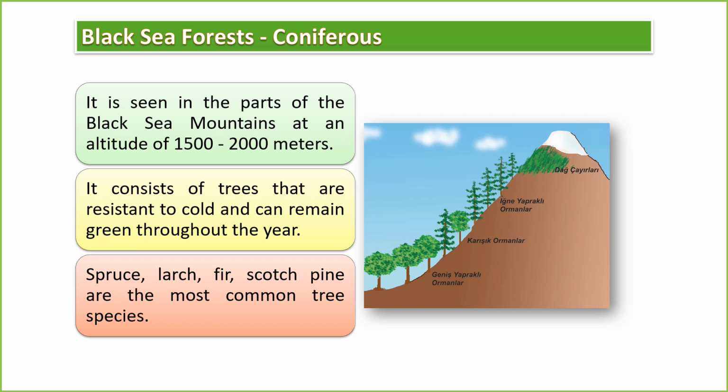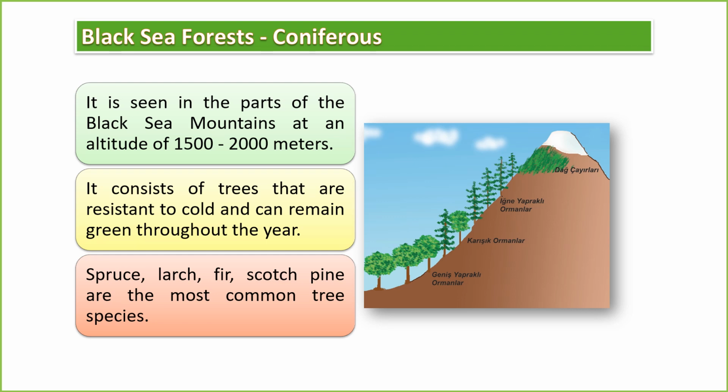1. Altitude and location. The subalpine forest zone is located in the elevated regions of the Black Sea Mountains, specifically at altitudes ranging from 1,500 to 2,000 meters. Its higher elevation contributes to unique climatic conditions and vegetation patterns. 2. Cold-resistant evergreen trees. This forest zone is characterized by trees that exhibit resistance to cold temperatures and can retain their green foliage throughout the year. The ability to endure cold conditions is a key adaptation of the tree species in this zone.